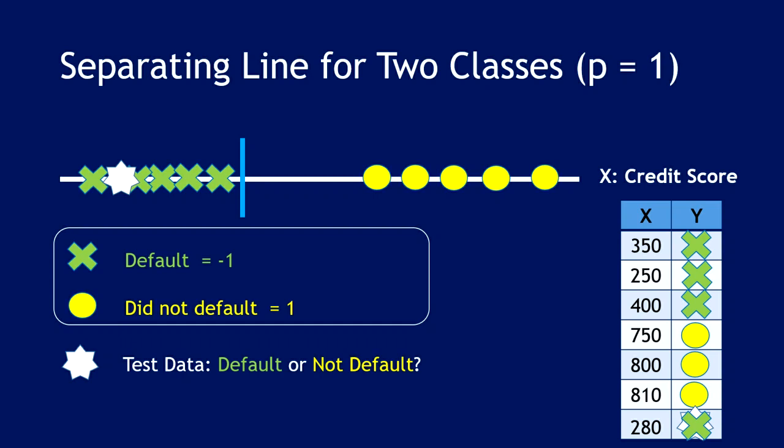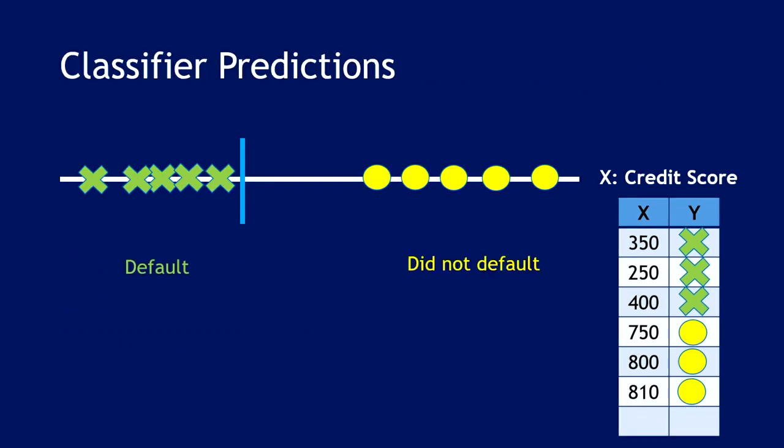So the prediction is the green cross. Now let's look at the data set again with a new test point. Here we have a new test data value, and it's a credit score of 760. This white star is on the higher end, and it's on the right-hand side of the blue line. So we'll make a prediction that it's not going to default. And because it's close to all the yellow dots, that prediction is reasonable. It's probably a good prediction.